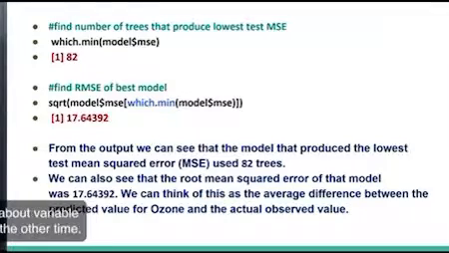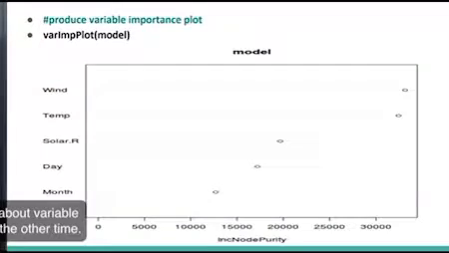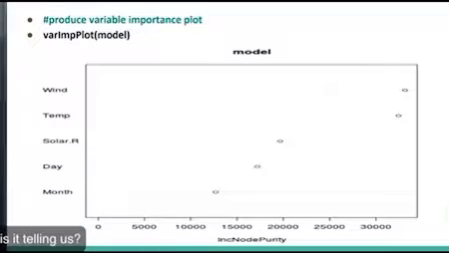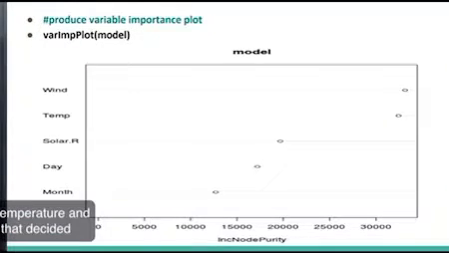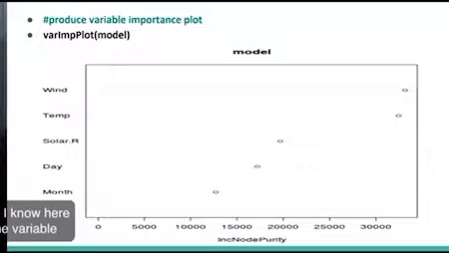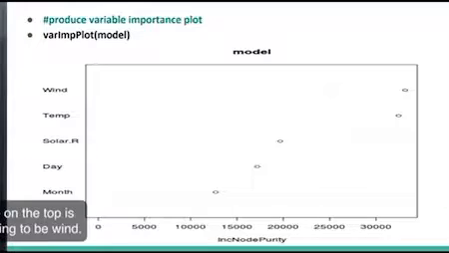predicted. Now, I talked about variable importance the other time. What is it telling us? Wind is the most important, followed by temperature and so on. These are the predictors used. With that, you can just write varImpPlot of the model. You're basically going to have that. Of course, I know here that the variable on the top is basically going to be wind. Take a look at that.